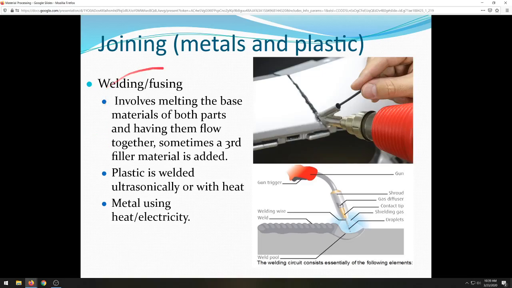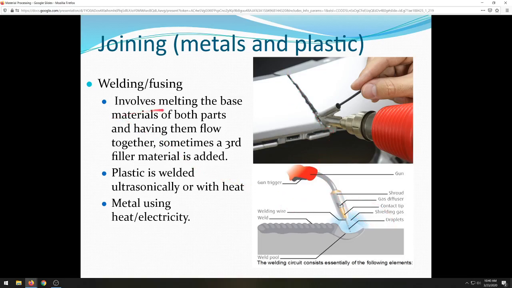Joining for metals and plastic, we can do welding and fusing with that. Plastic welding is not so commonly done by hand. This was just the best image I could find that showed a good example of it. Where you basically take the equivalent of a soldering iron, you set it to a very precise temperature for that type of plastic, and then you feed in a filler plastic. You melt it into the piece. So this is where you're actually melting your two base pieces and then adding filler.